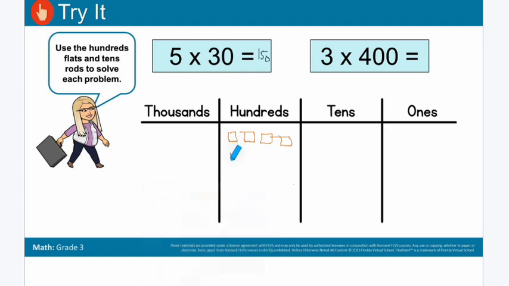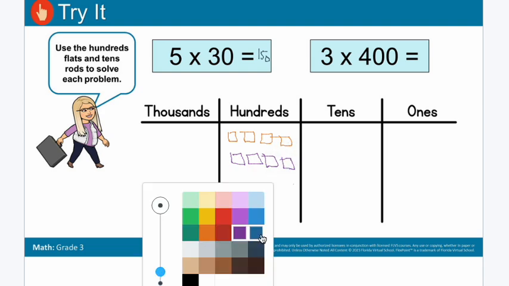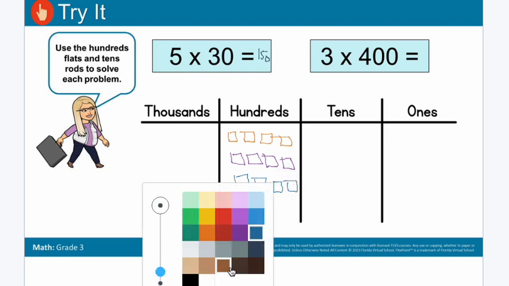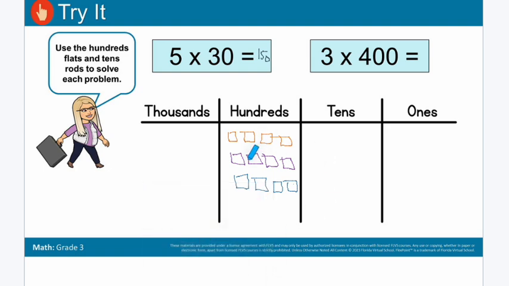Then I'll have 1, 2, 3, 4, and then 1, 2, 3, 4. And now we'll go ahead and regroup to groups of 10.